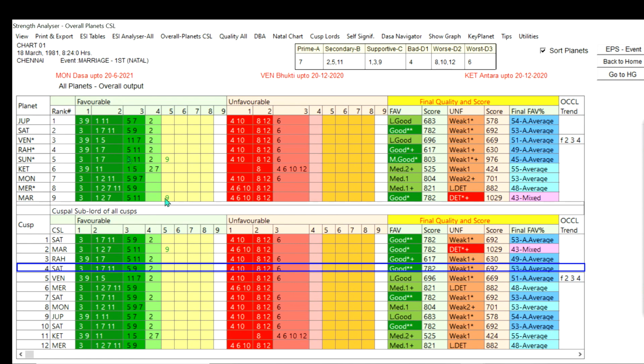So this way, each planet's overall significations are shown here by the analyzer, and if you want to check each planet's level wise strength, you can double click and check it. You can check the house grouping also, and make use of this final quality details for your combined study. I think we are able to understand the usage of this overall planet and cuspal sublord.